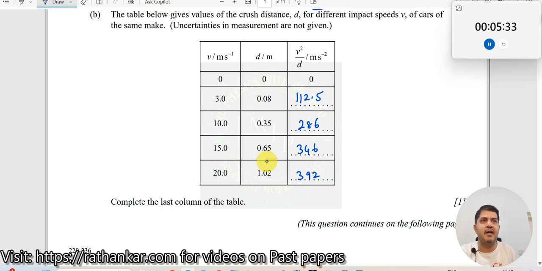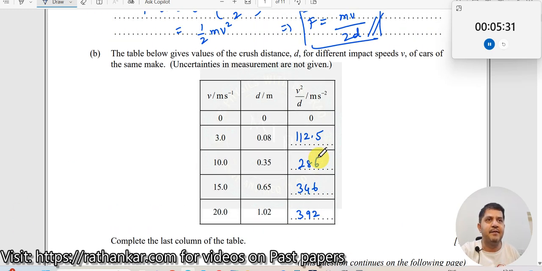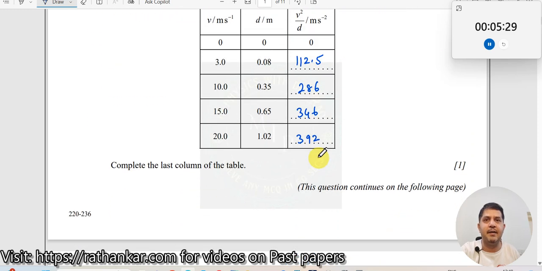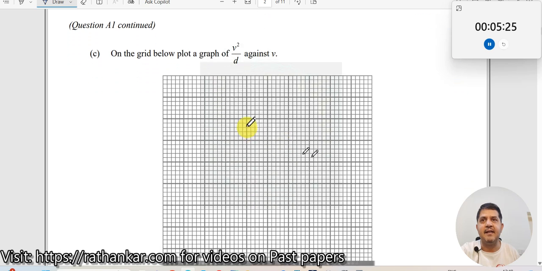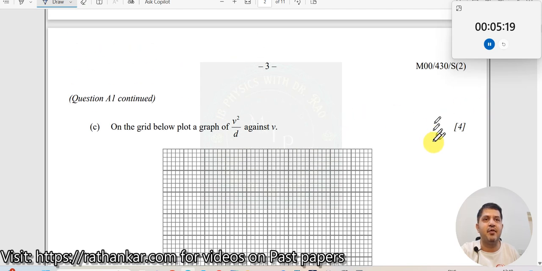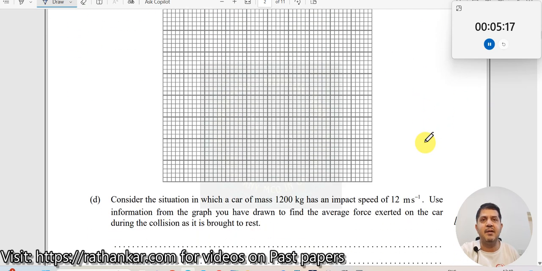Okay, so I've already done this. How many marks does this carry? This carries 1 mark over here. So you have completed the last column completely, and it was nothing but calculation. On the grid plot below, plot a graph of v square by d against v. These are 4 marks.